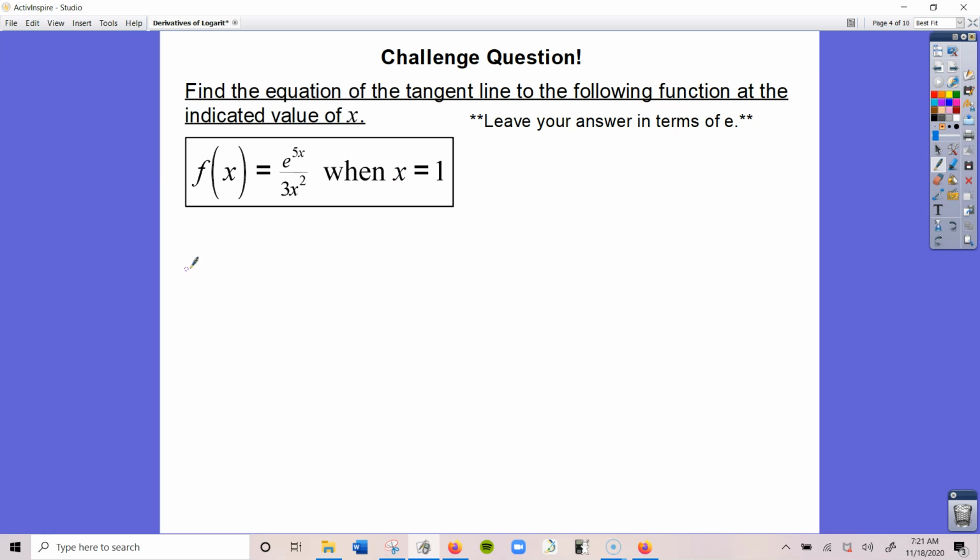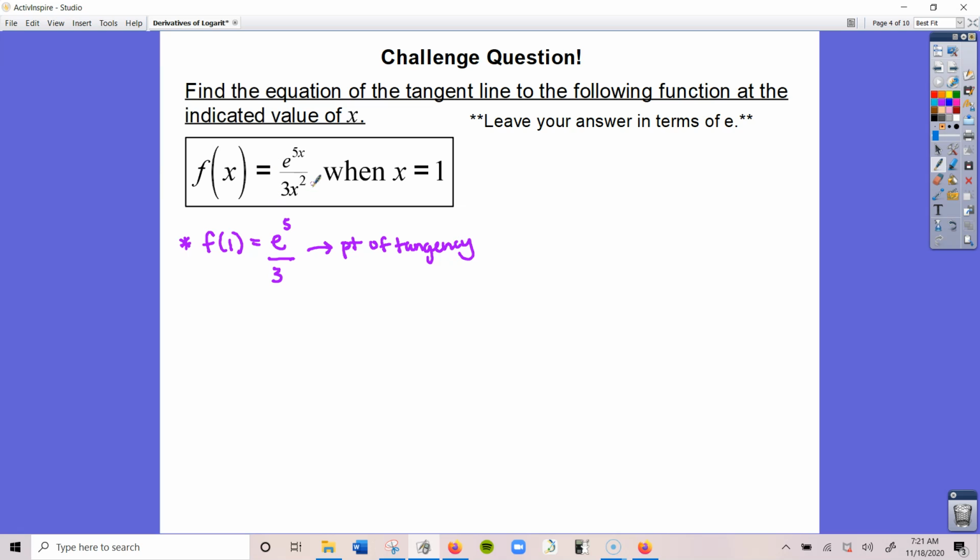So first what I need is my point of tangency. So I'm going to look for f of 1, which is going to equal e to the 5 times 1, so just e to the 5th, over 3 times 1 squared, which is just 3. So this is my point of tangency. Now I'm going to need to find the derivative so I can figure out the slope.